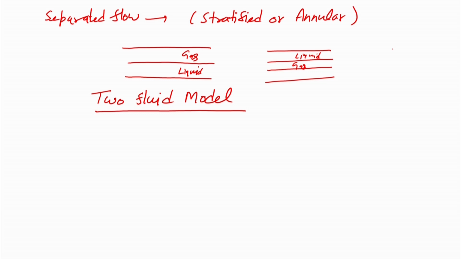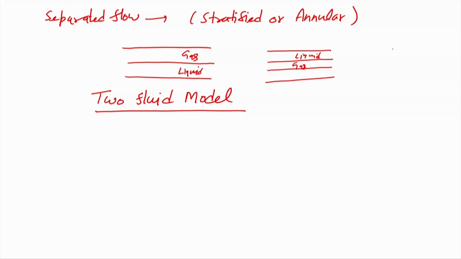Why this two fluid model? In the homogeneous model, we wrote one equation, and that one equation was based on the mixture property. We took the superficial velocity of the mixture, the mixture density, the mixture viscosity, the friction factor for the mixture, and the Reynolds number for the mixture. Why? Because both phases were homogeneously mixed, so we used the mixture model. Now, in the two fluid model, as the name suggests, we will write the equation for both fluids individually and simultaneously solve both equations to get the delta P.